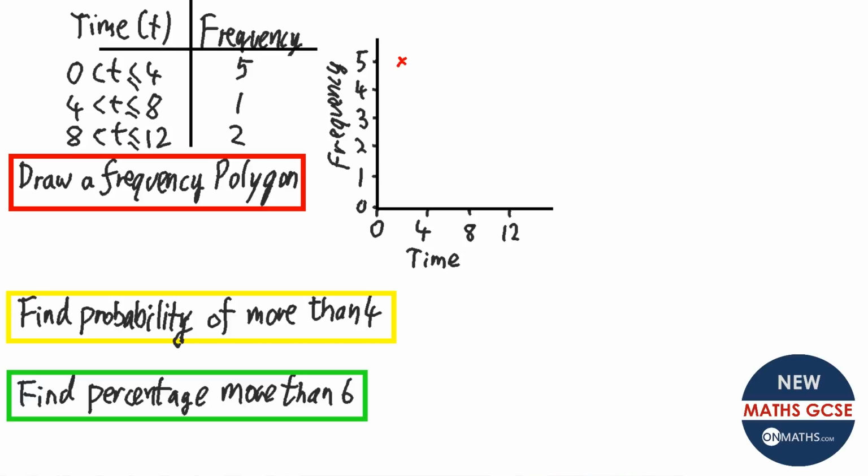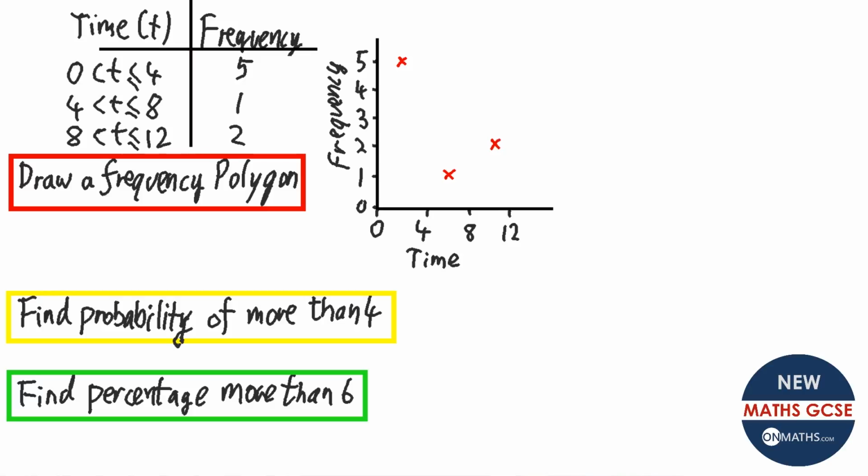I don't have any squares on here, so it's about halfway in between. 4 to 8 will be 1 at the midpoint, which is 6. We're just halfway between 4 and 8. And the last one is going to be 2. Now, I haven't fully answered the question yet.